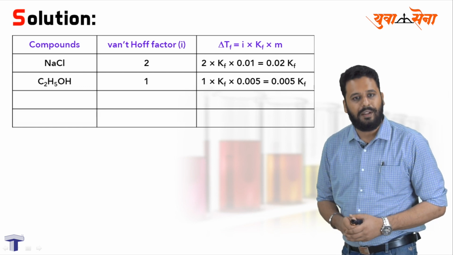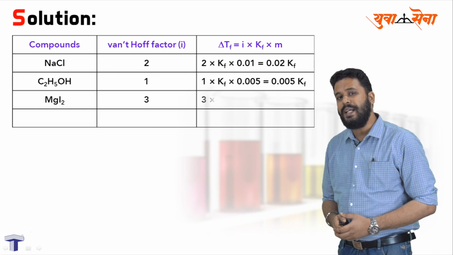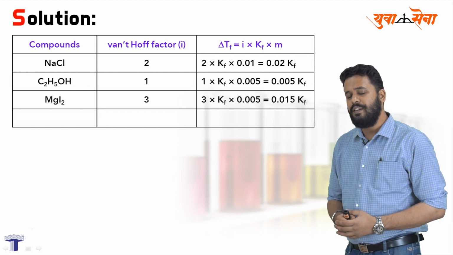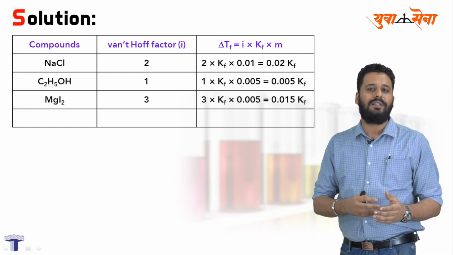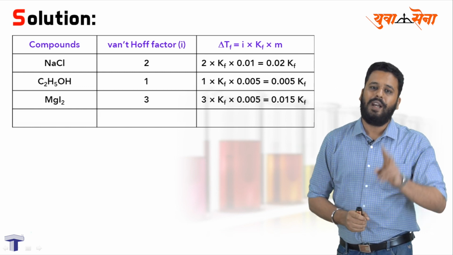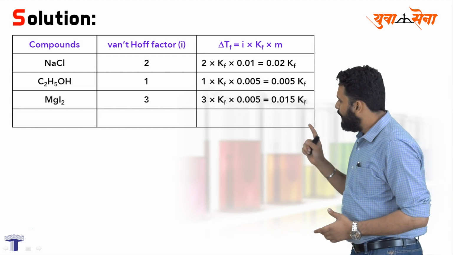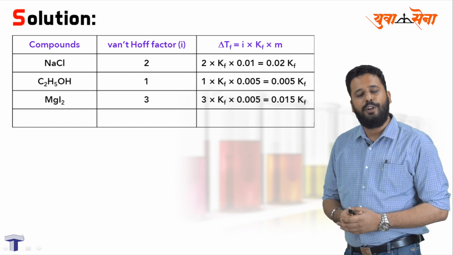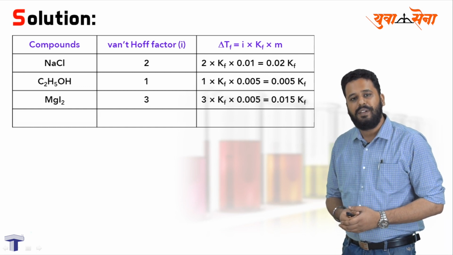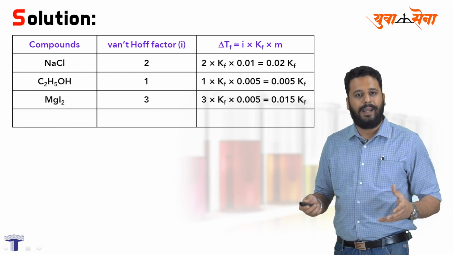into Kf. If I take the third option, that is magnesium iodide, here the Van't Hoff factor is going to be 3 because magnesium iodide will break and give us 1 ion of magnesium and 2 ions of iodine. So the Van't Hoff factor will be 3. So the value of delta Tf which I will get here will be 0.015 into Kf. I have to multiply the value by I, right?